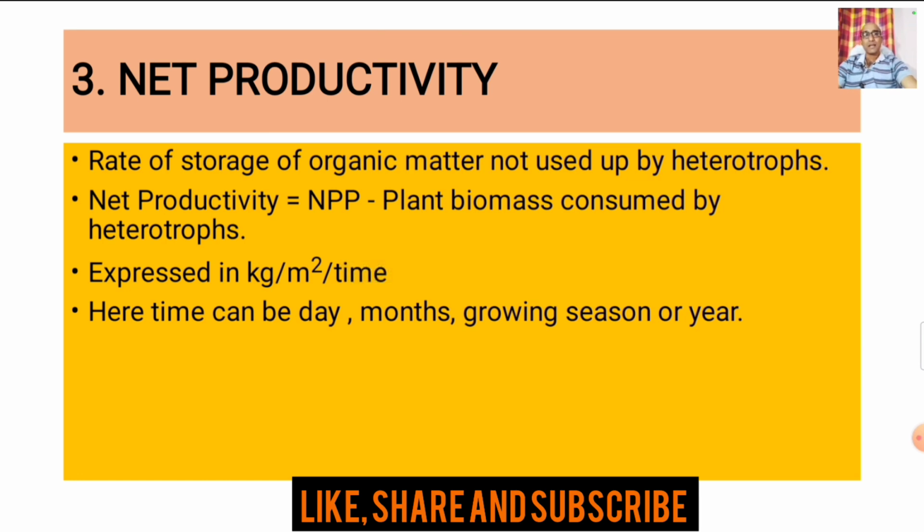So you can say that productivity can be divided into three types: primary, secondary, and net productivity. Primary productivity is the amount of production at the producer level. Secondary productivity is nothing but the amount of energy stored at the consumer level, and the net productivity is the amount of organic matter stored which remains unused by the heterotrophs. So this is what productivity is. I think this video will be helpful to you in understanding productivity as far as the ecosystem is concerned. Thank you.